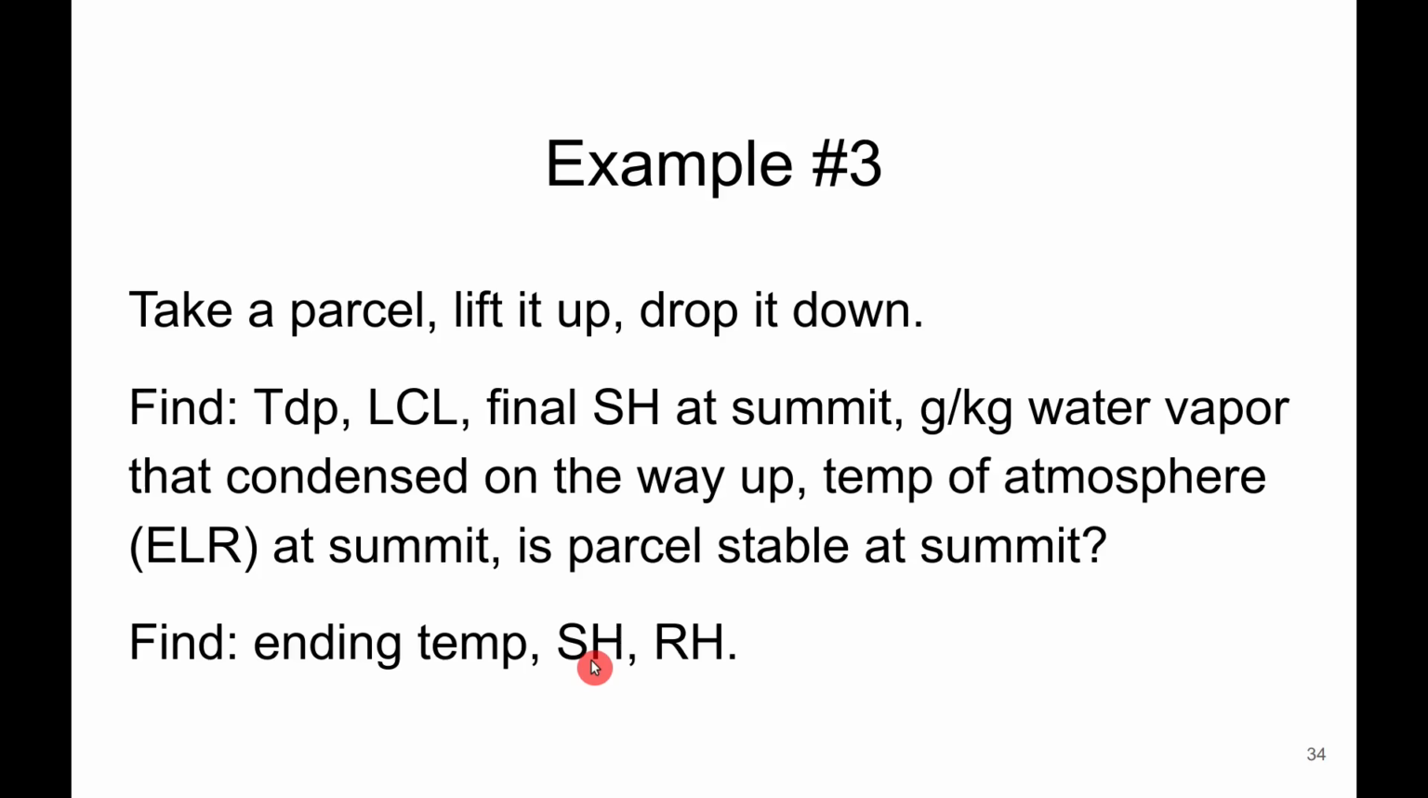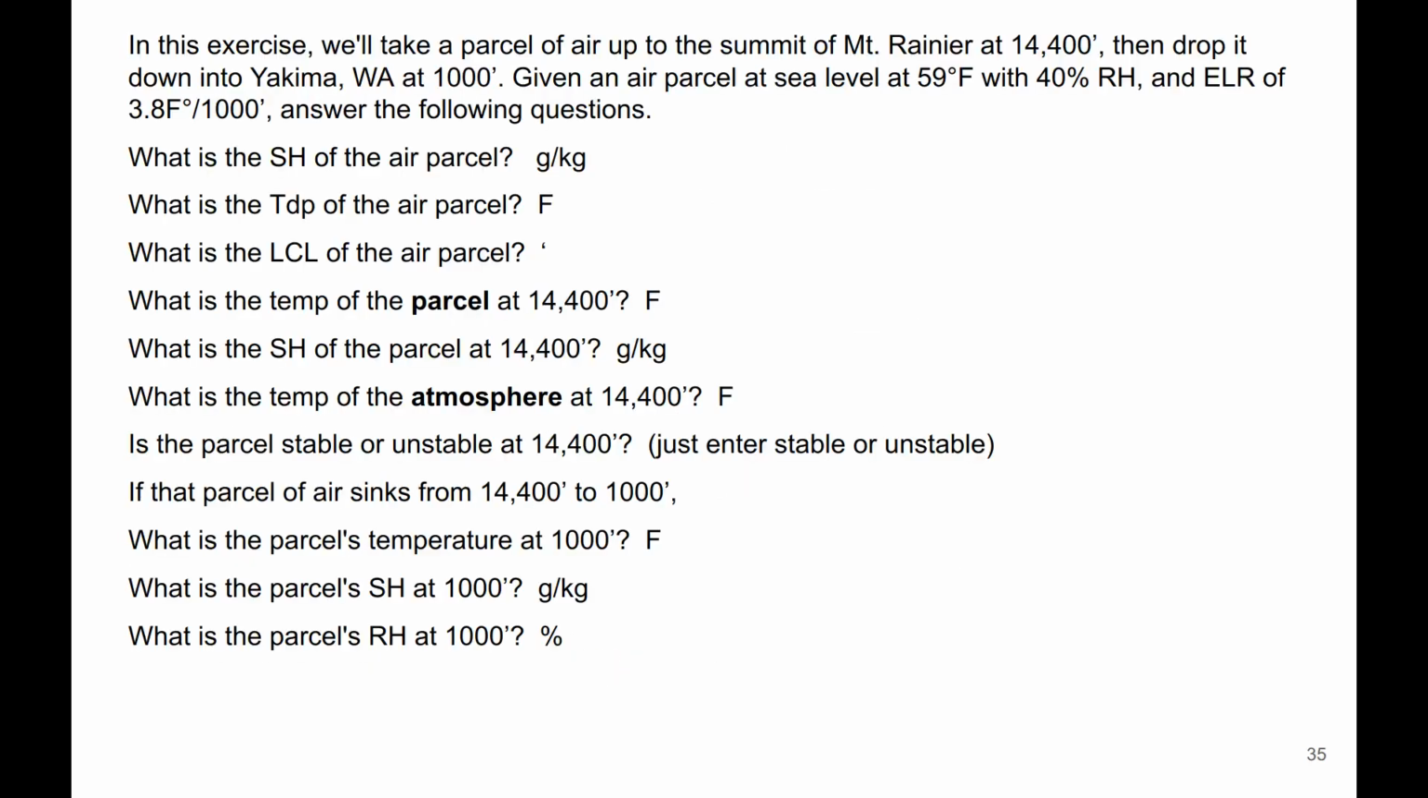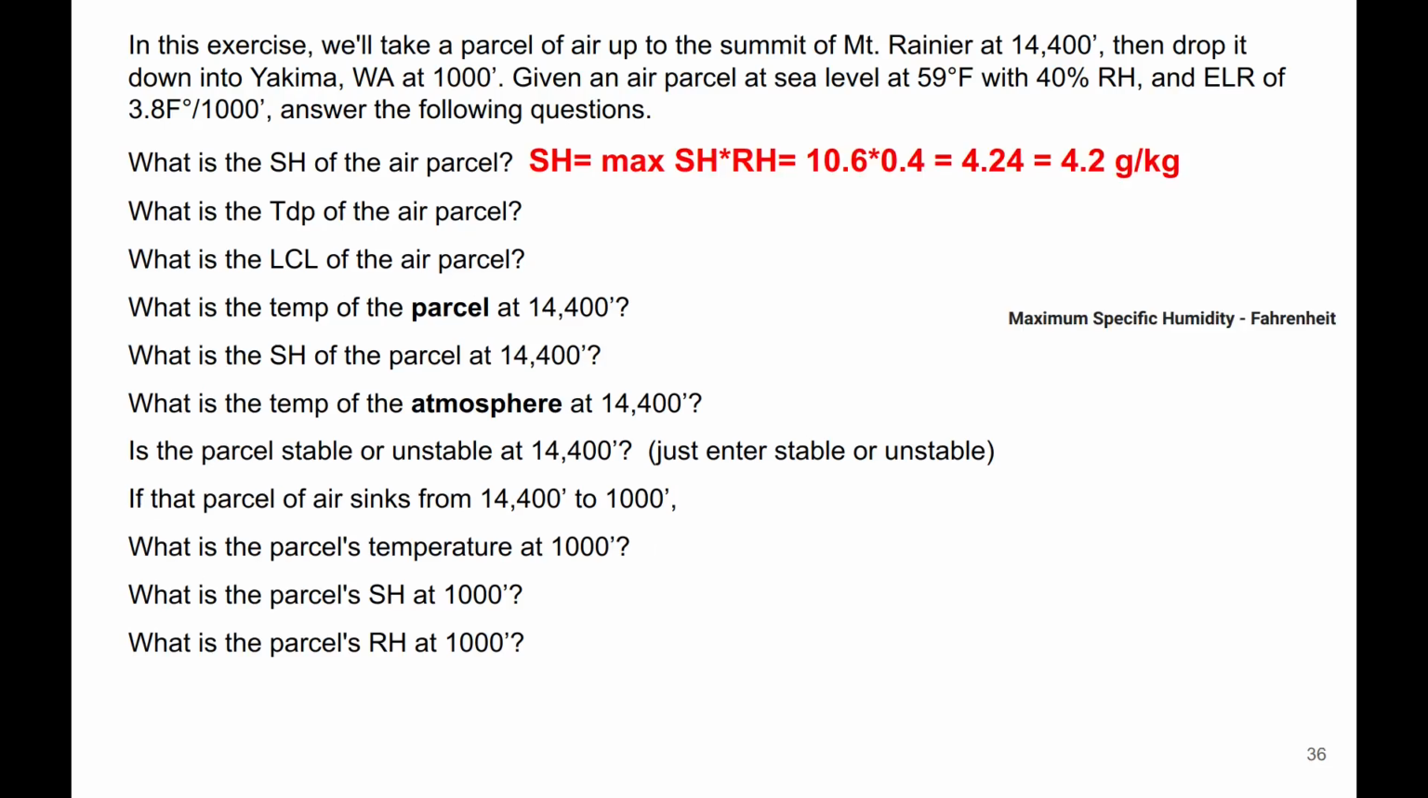So let's jump in. In this exercise, we're going to take a parcel of air up to the summit of Mount Rainier in Washington State at 14,400 feet, and then we're going to drop it down into Yakima, Washington to an elevation of 1,000 feet. You are given an air parcel at sea level at 59 degrees with 40% relative humidity and an environmental lapse rate of 3.8 Fahrenheit degrees per 1,000 feet. So let's take a look at the following questions.